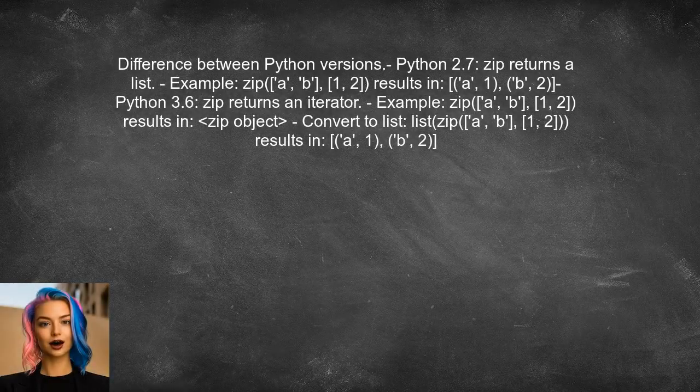Regarding the difference between Python 2.7 and Python 3.6, in Python 2.7, zip returns a list of tuples, while in Python 3.6, it returns a zip object, which is an iterator. This means that in Python 3.6, you need to convert it to a list to see the results.